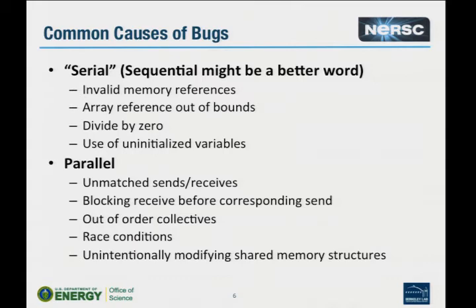So what are some common causes of bugs? In serial programs, there are things like invalid memory references, declaring an array and trying to access things that are out of bounds, dividing by zero. There's a whole host of things. In the parallel world, there are other things too, like calling a send or receive, like Jim was talking about earlier, and not matching it at the place that's trying to receive it, or calling a receive someplace before somebody sends it to you. Out of order collectives. The collectives are wonderful, but you get a complicated program with lots of subroutines, and next thing you know, you're calling one collective over here and a different collective over there, and they're not matching. You can have race conditions where you're trying to send messages to each other and then do something with those values before it's actually time for you to do that.